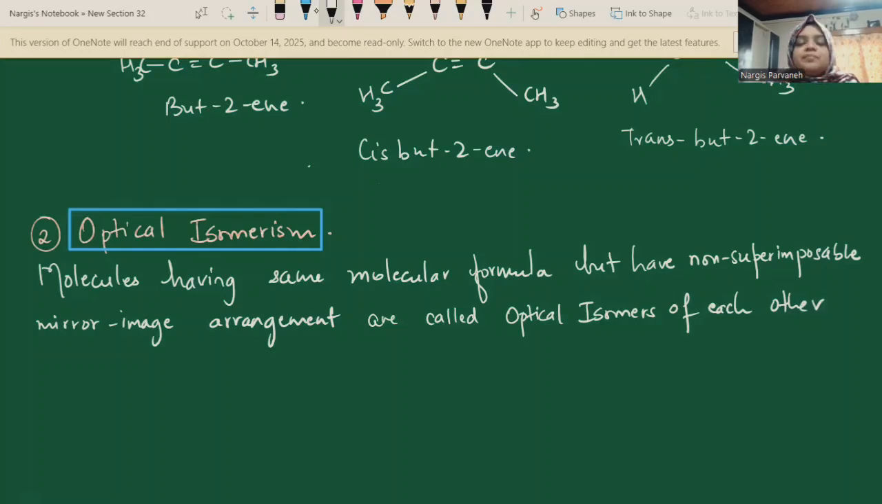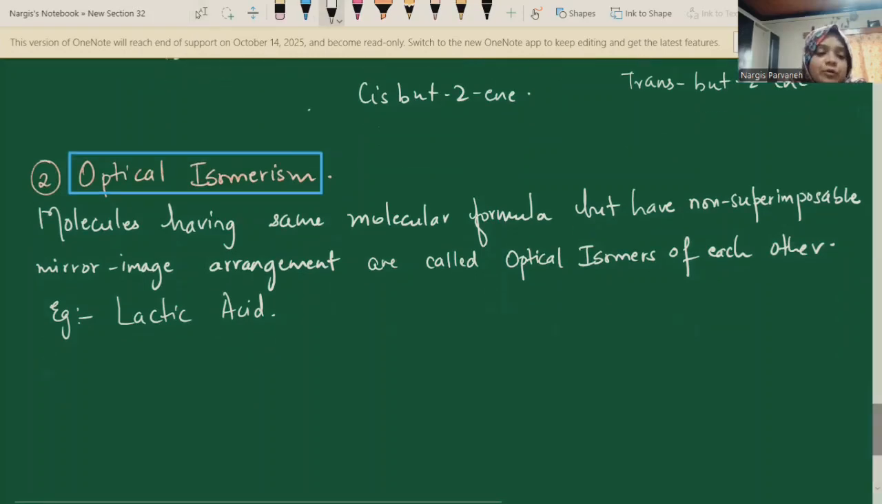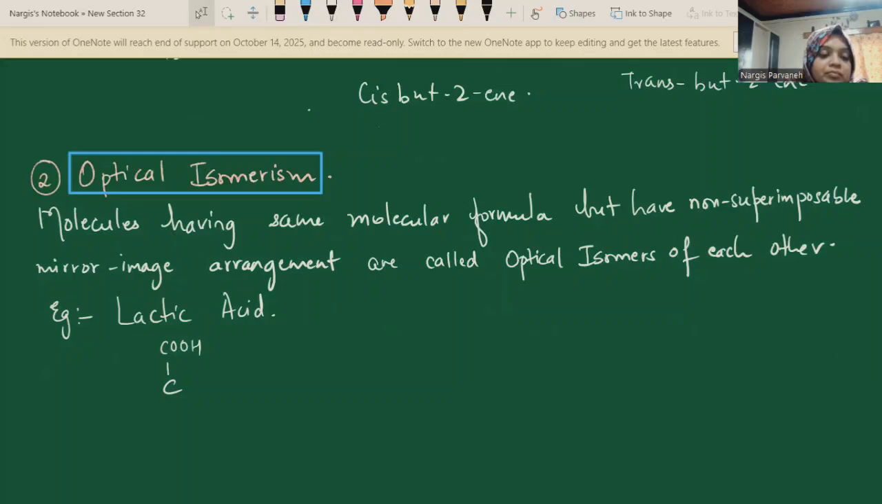Easy concept it is. You should be having some idea about chiral carbon atom. Example, lactic acid. Now, lactic acid is a molecule where the carbon atom is having four different groups attached to it, like this one. CH3, COOH, OH, H. Now, this is lactic acid. You know that this carbon which is there here has four different groups.